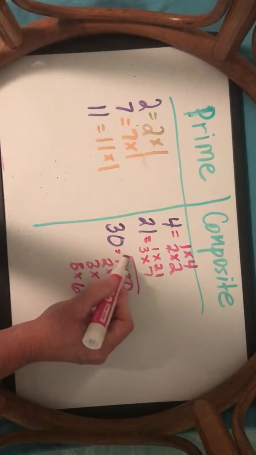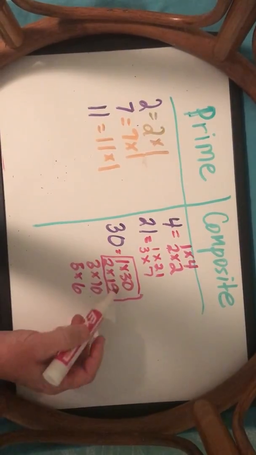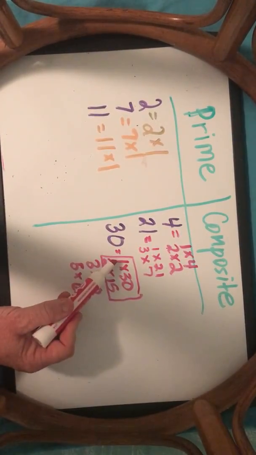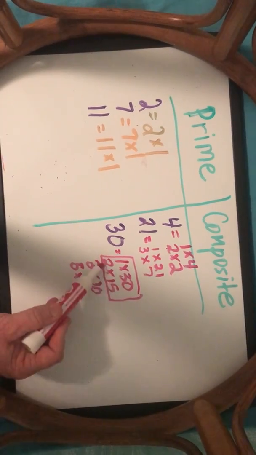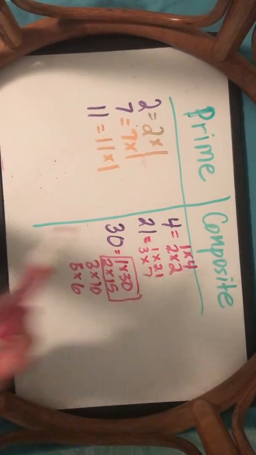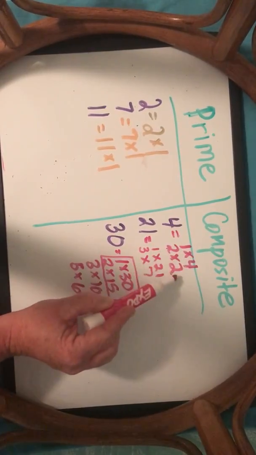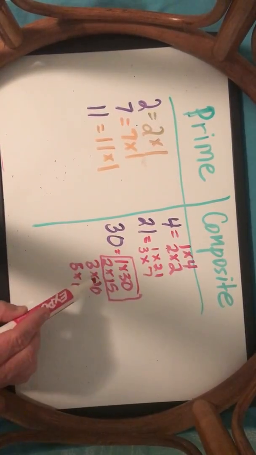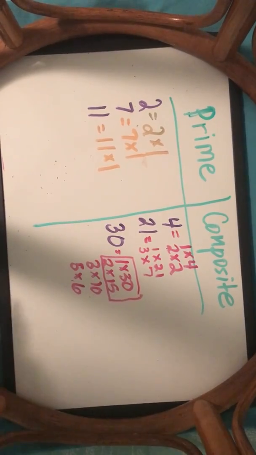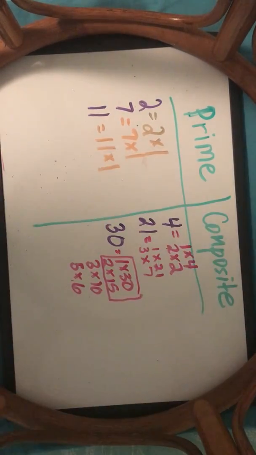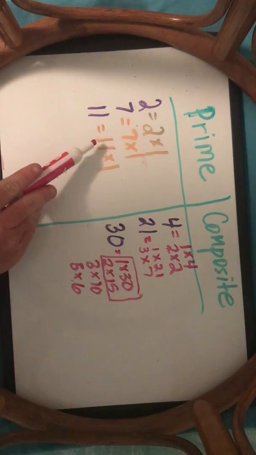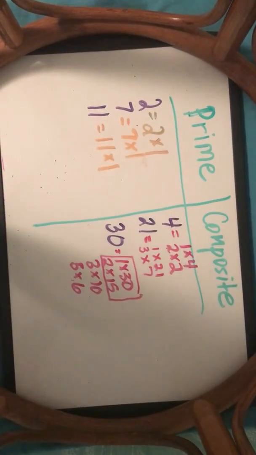I don't need to find all these. Once I found these and knew that 30 has more factors than just 1 times itself, I can call that composite. So a composite number may just have one other set of factors, but it may have several other sets of factors also. Okay, as long as it has more than one set of factors, it's composite.